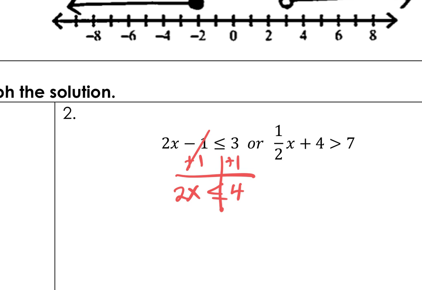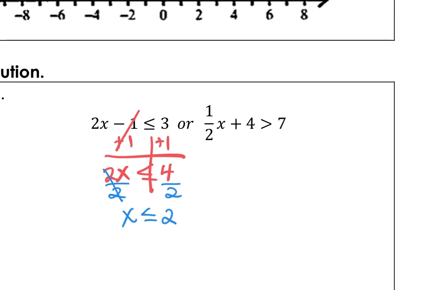All right, and then all we need to do to get this x by itself is divide by this coefficient. So if I divide by 2, I get x is less than or equal to 2. Now I'm going to come over to my second inequality, which is 1/2 x plus 4 is greater than 7. So undoing that constant first, I'm going to subtract 4. I get 1/2 x is greater than 7 minus 4 is 3.